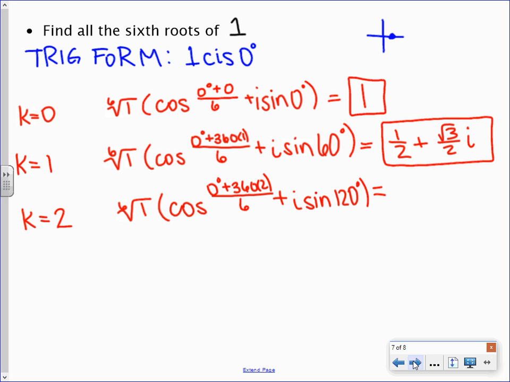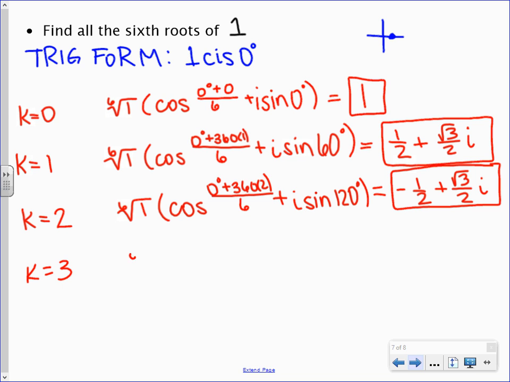Okay? Now, whether you pick up on that or not, I don't care. You can use the formula and plug and chug as much as you want to. But I am telling you right now, there will be symmetry. So if we go ahead and evaluate this, the cosine of 120 is negative 1/2, and the sine of 120 is positive radical 3 over 2. Now for k equals 3, instead of figuring out the angle using the formula, I know that these have all been 60 degrees apart, so my next angle is 180.